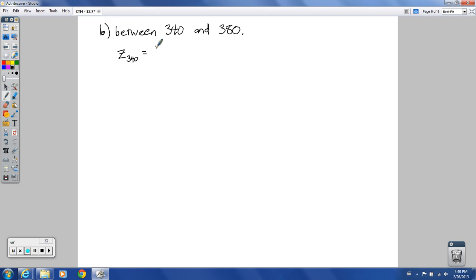Let's see, we have 340, that's the data value, minus the mean value, over the standard deviation. This would equal negative 40 over 30, which would be, rounded off, because we're going to use 2 decimal places in the z-table, approximately negative 1.33. That's negative 4/3. You can reduce that. That'd be negative 1 1/3, which would be negative 1.3 repeating, rounded off. And so that's z of 340.